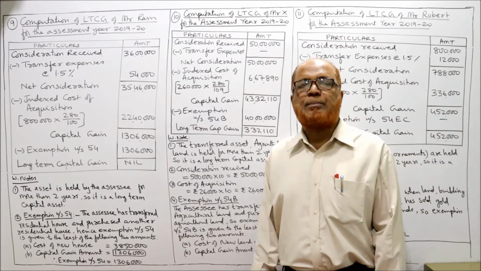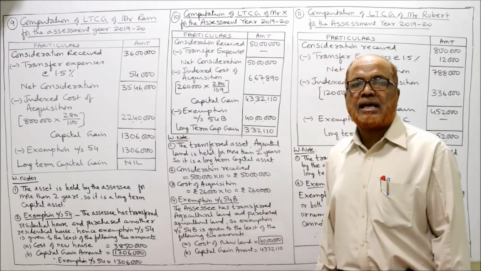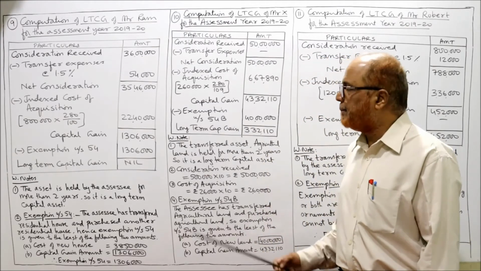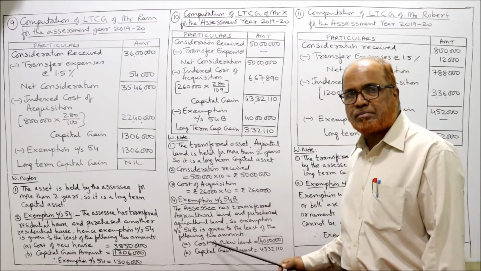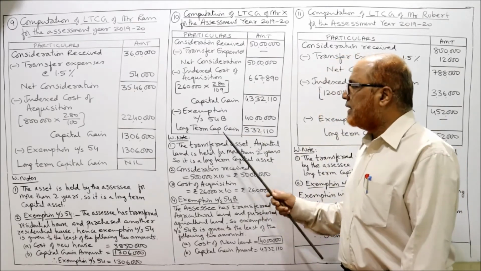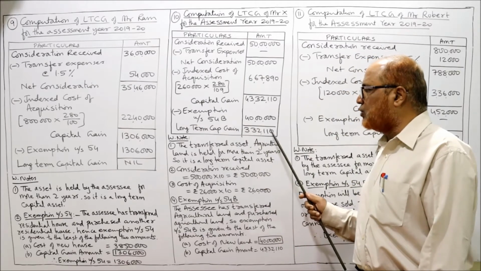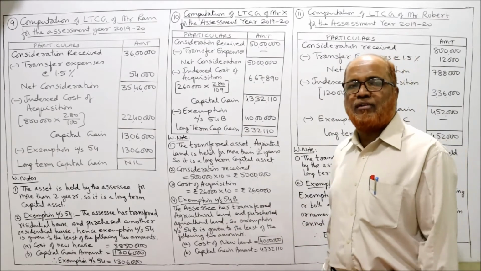From capital gain, we subtract the exemption under section 54B. Exemption under section 54B, 40 lakh. How did we get 40 lakh? I'll explain in the working note. Then long-term capital gain is 3,32,110. Now I'll come to the working note.